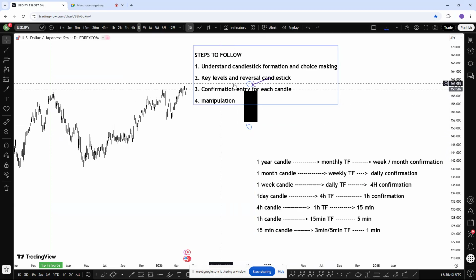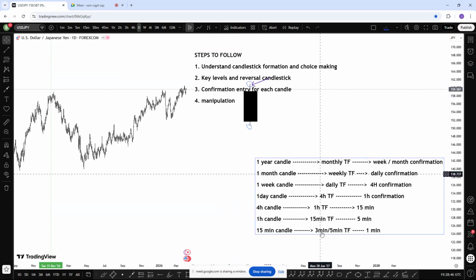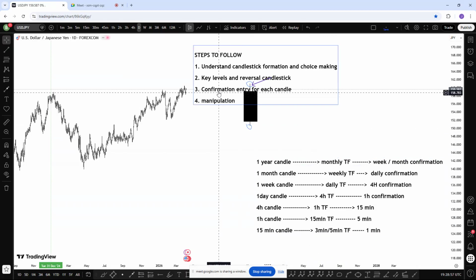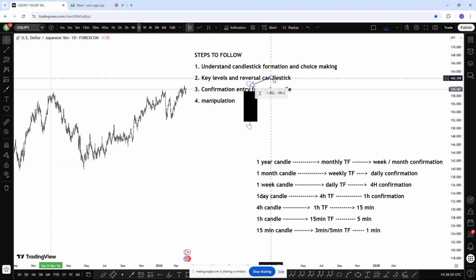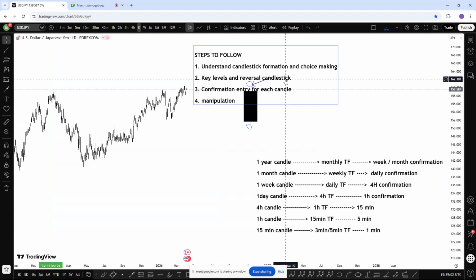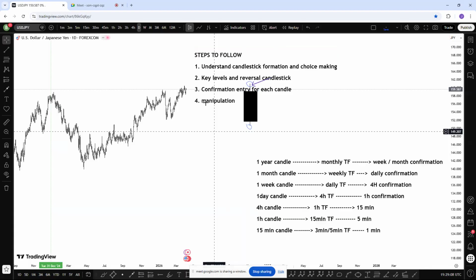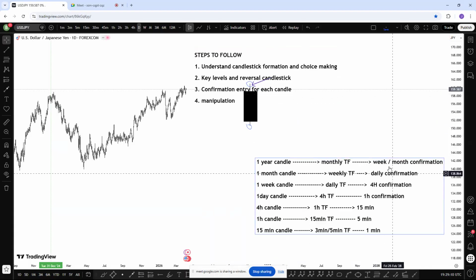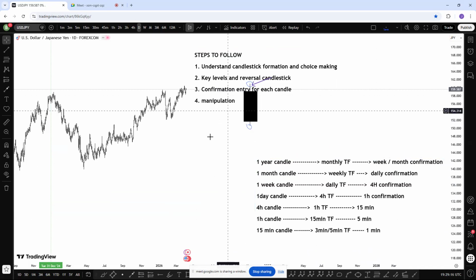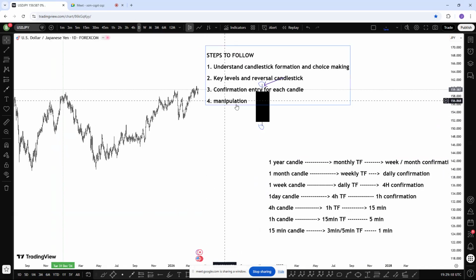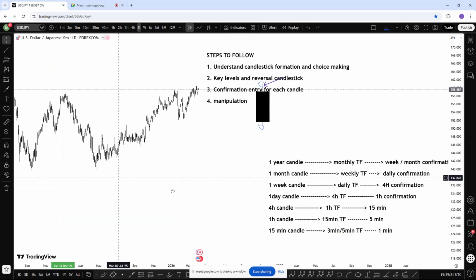So understanding key levels in the reversal candlesticks. Key levels are found in this time frame you see here in the middle. This middle one. Monthly, weekly, daily. This is where you find your key level. Then understand the reversal candlestick. A reversal candlestick is the candlestick that is going to test a key level. That's what we call a reversal candlestick. Then confirmation entry for each candle. This is what we'll talk about here, where you have to find confirmation. And then after that, we'll talk about manipulation. Before we talk about manipulation, we must have understood all of this.